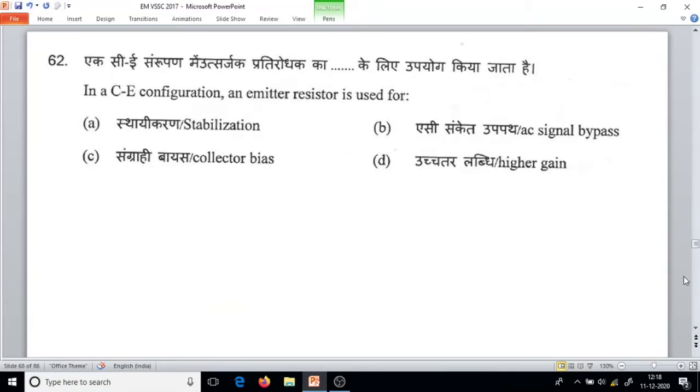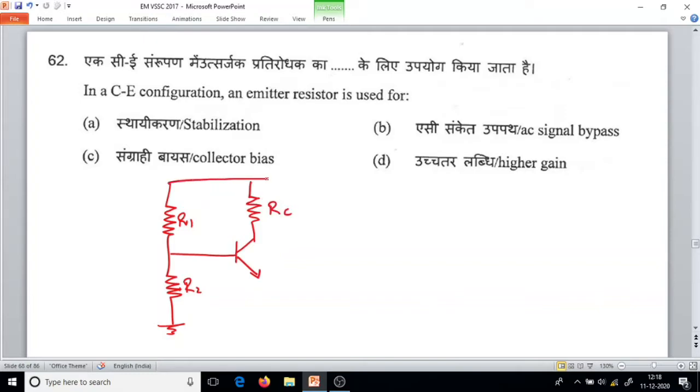Question number 62. In a CE configuration, an emitter resistor is used for... How do you make a CE configuration? First of all, you have to bias it before making an amplifier. So this is a common emitter. At the base we will provide a voltage divider bias, R1, R2, and the collector also will have a load resistor, that's the RC. This will be connected to VCC. And to the emitter, one resistor is connected to ground. This is the RE resistor.